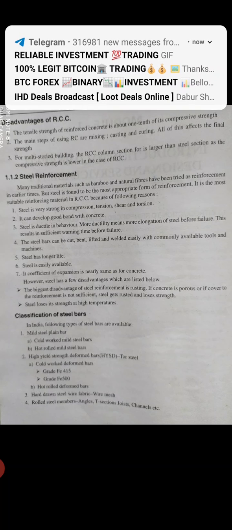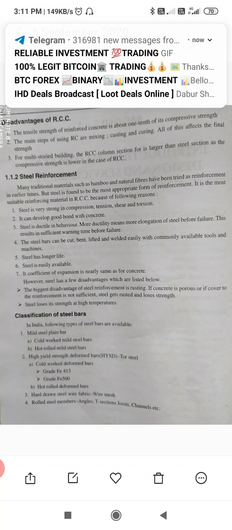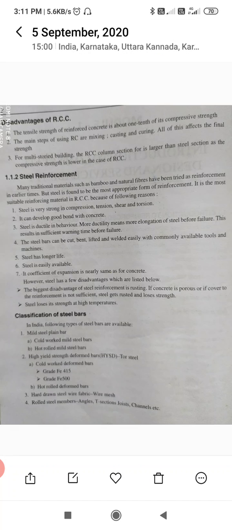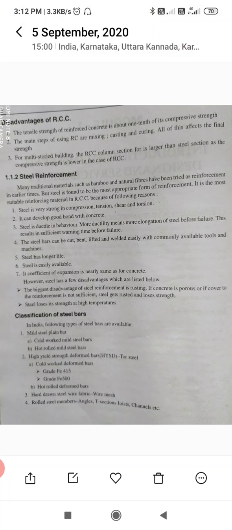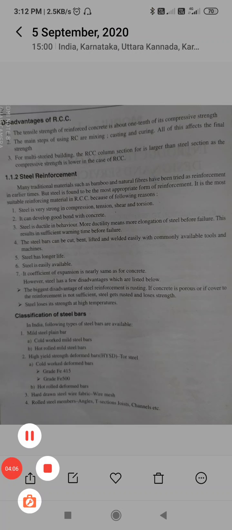Then the second one is hot rolled deformed bars, and the third one is the hard drawn steel wire fabric, wire mesh. These wires are generally used for pre-stressed concrete, so that is very useful in manufacturing different pre-stressed concrete items. The fourth one is rolled steel members: the angles, T sections, joists, channels, etc. So this is the classification of steel bars.